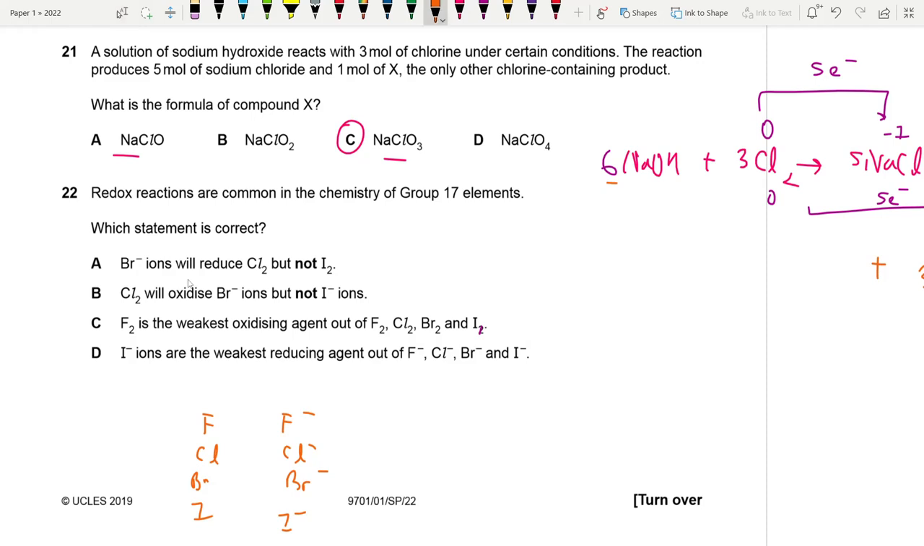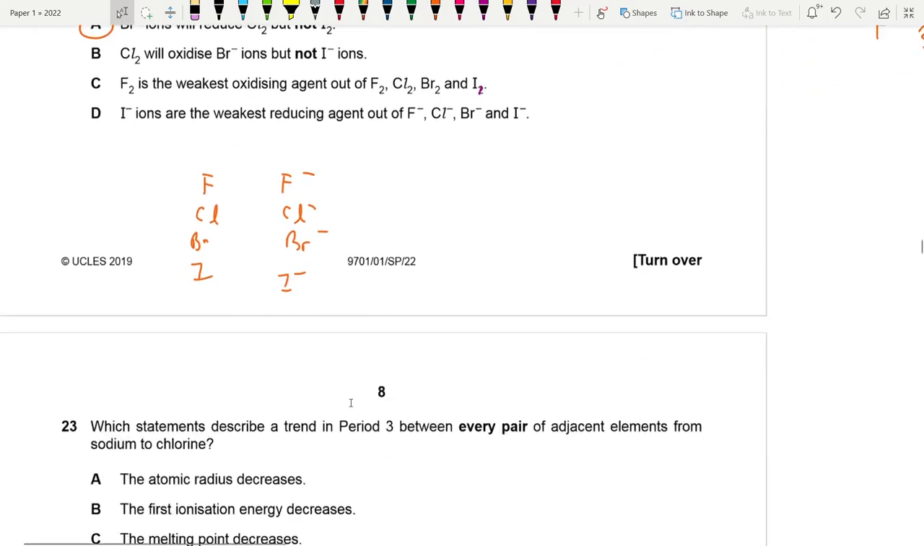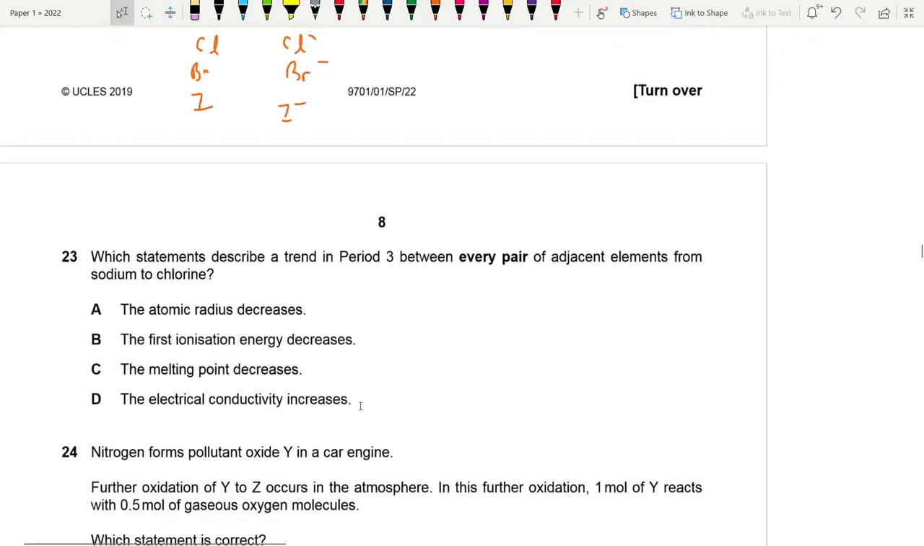So A is actually correct. Please try to understand what I'm trying to say. Fluorine is the strongest oxidizing agent, and iodide is the strongest reducing agent. 22A. 23 now.